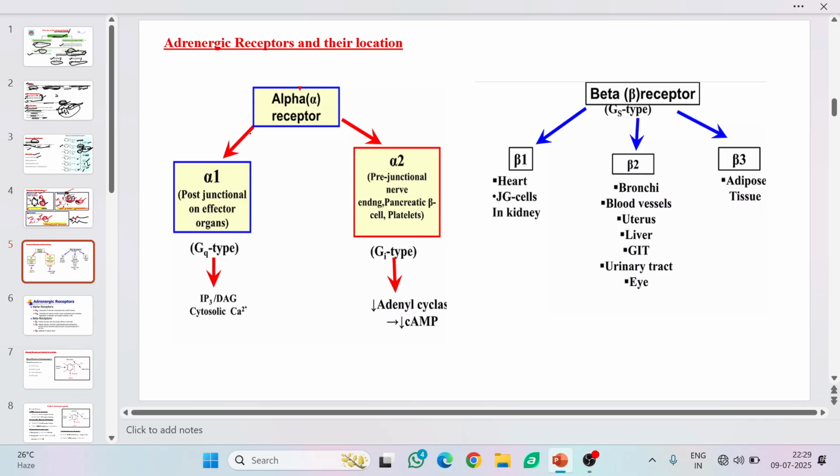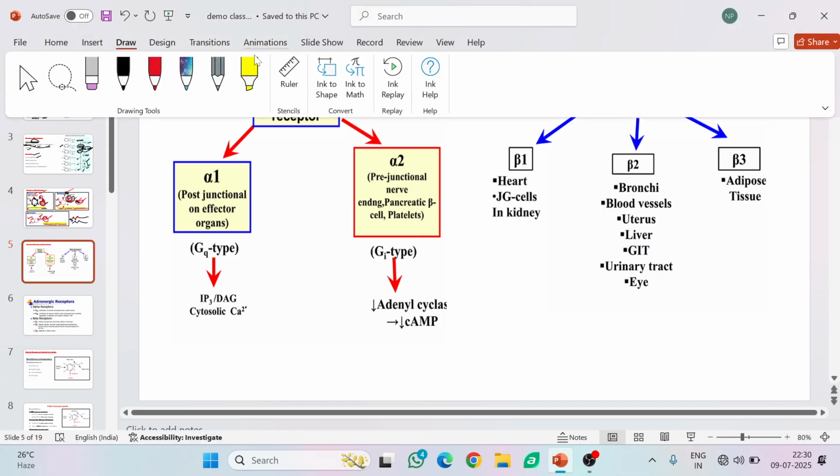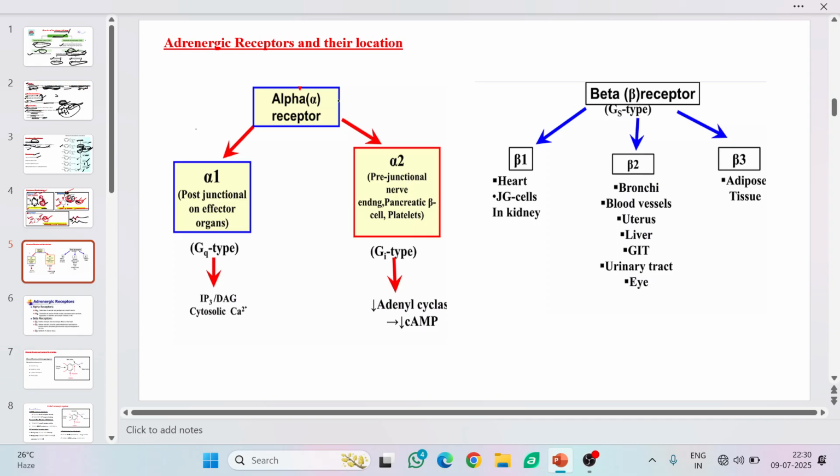Now we are going to learn about the adrenergic receptors and their location. Basically, this part comes in detail. You will study it in pharmacology, but we will also see an overview of these receptors and their location in our body. Okay, so there are two major adrenergic receptors. The first one is the alpha receptor, the second is the beta receptor.